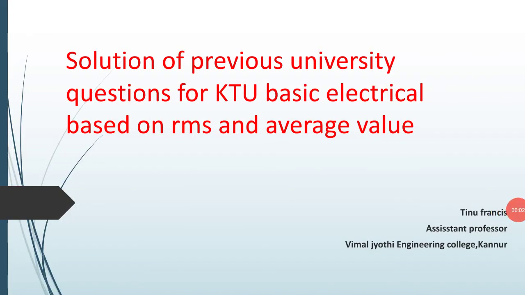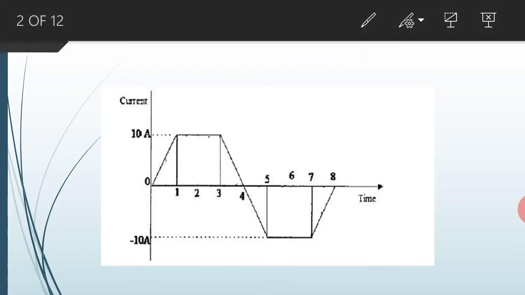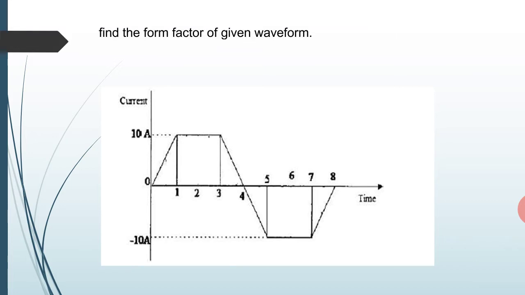In this video, I am going to discuss a problem from a previous university question of K2 Basic Electrical based on RMS and average value. Here a waveform is given and the question is to find the form factor of the given waveform.